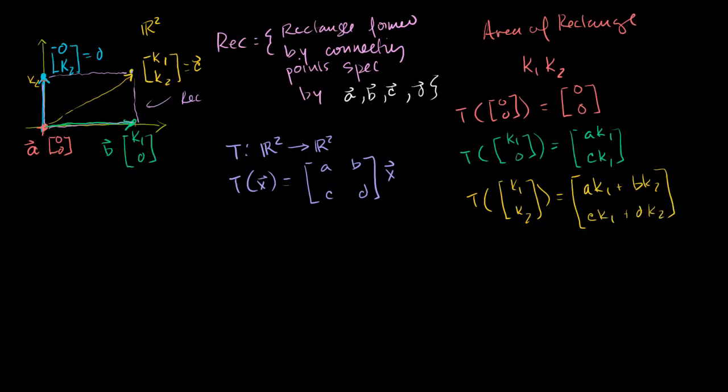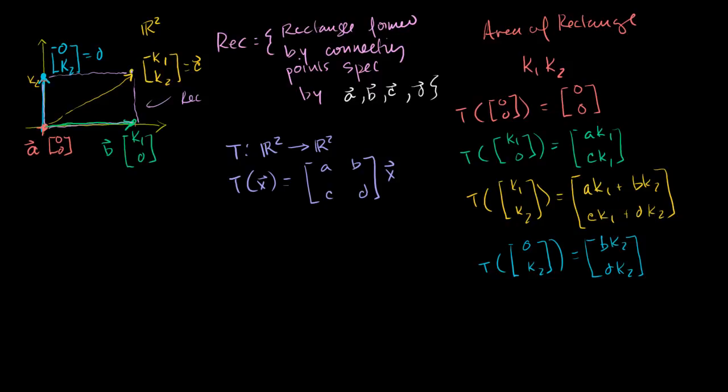We have one point left. If we take the transformation of our vector 0, k2, what do we get? We get a times 0 plus b times k2, which is just b times k2. And then c times 0 plus d times k2, which is just d times k2. Just like that. So let's draw the image of our rectangle under our transformation.